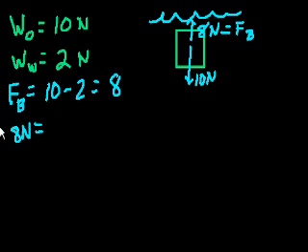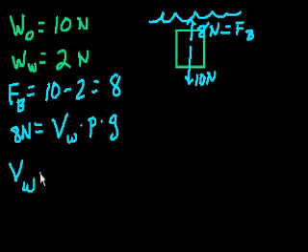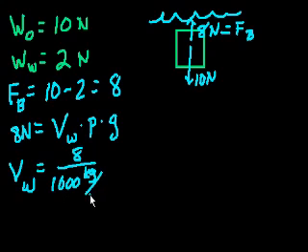And what is the weight of the water displaced? That's the volume of the water displaced times the density of water times gravity, right? And so what is the volume of water displaced? Well, it's just 8 newtons divided by the density of water, which is 1,000 kilograms per meter cubed, divided by gravity.